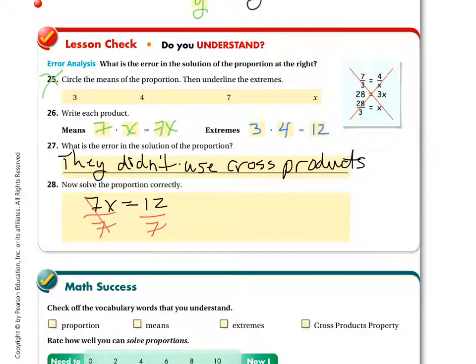Divide by 7, and then what does x equal? Is that fully reduced? Yep. So do not change it into a mixed number. Absolutely not. There's your answer: 12 sevenths.